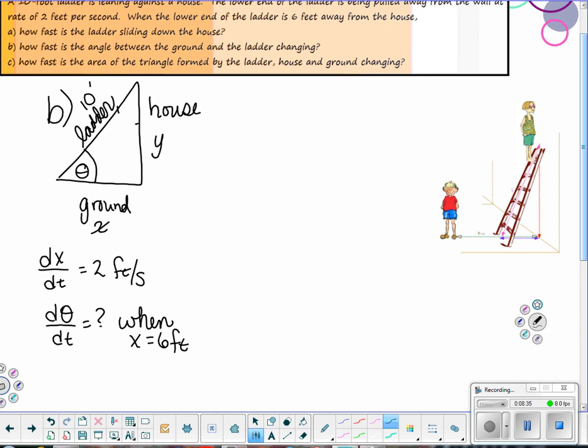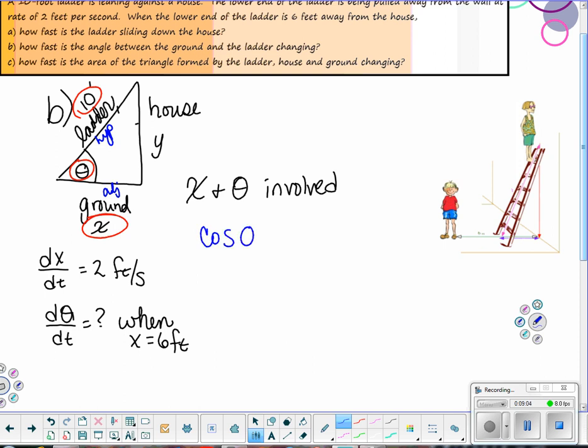That means I need an x and I need a theta involved in my formula, and that means I want this segment and this angle involved. So I'm going to use a trig formula: adjacent side compared to hypotenuse, which would be a cosine. So cosine theta is equal to x over 10. Two variables, I like that. I can take the derivative of each side quite easily. No product rule, quotient rule, or anything like that.